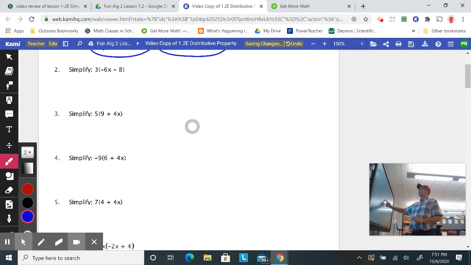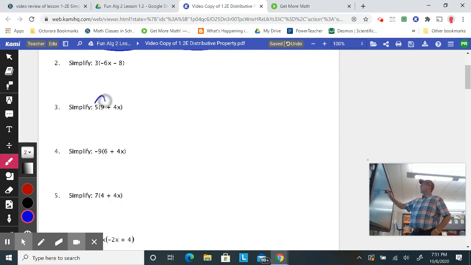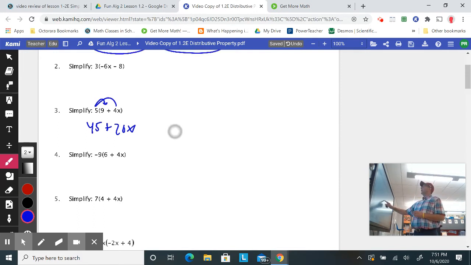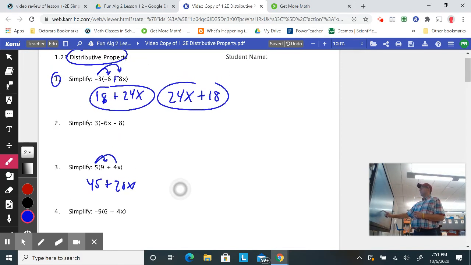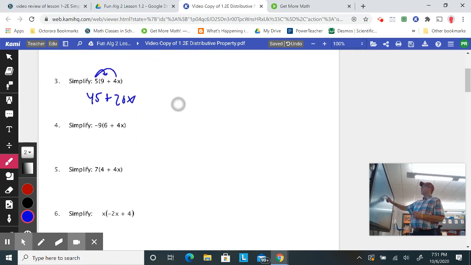Number three, 5 times 9 is 45. 5 times 4x is 20x. No problem, distributive property. You have multiplication outside the parentheses, and inside you could have addition, or you could even have subtraction inside, like we had in the first one. All right, let's move on.